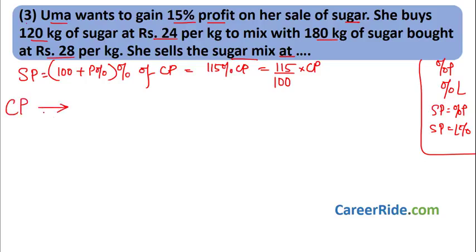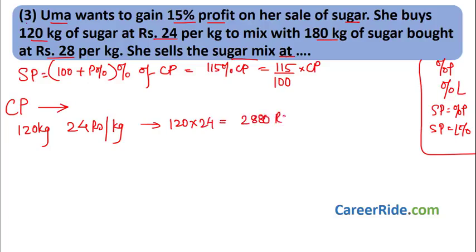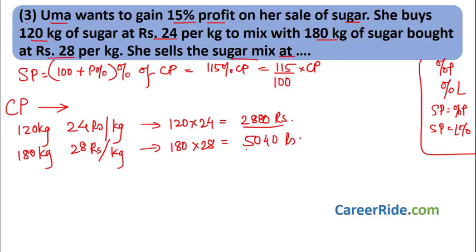Okay. Now cost price means how much did Uma spend? Uma first bought 120 kg of sugar and the rate of the sugar was 24 rupees per kg. So how much did she spend in total? It would be 120 into 24, that would be equal to 2880 rupees. Okay. Now then she bought 180 kg of sugar at the rate of 28 rupees per kg. What would be the expenditure in this case? 180 into 28, that would be equal to 5040 rupees.